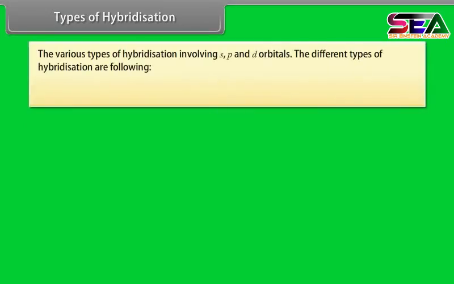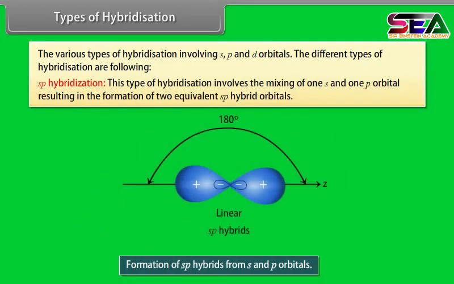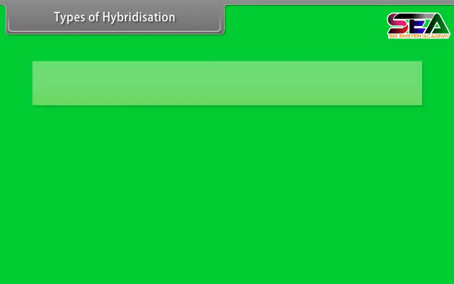Types of hybridization. The various types of hybridization involving s, p and d orbitals are the following. sp hybridization: this type of hybridization involves the mixing of one s and one p orbital, resulting in the formation of two equivalent sp hybrid orbitals.